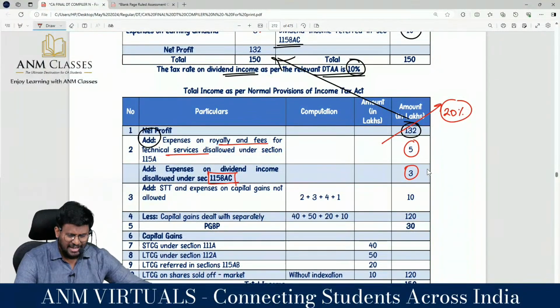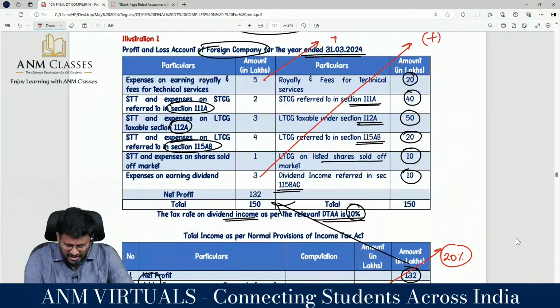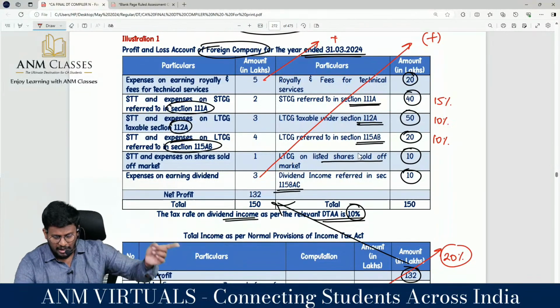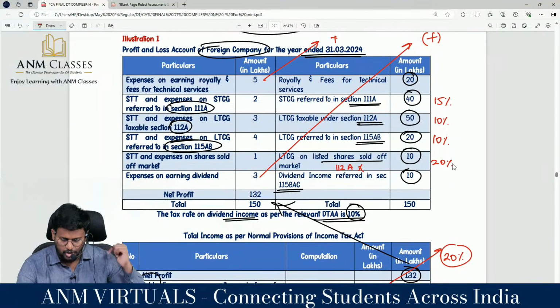Coming to the next one. STT, security transaction tax, and expense on capital gain not allowed, because STT means here STCG referred under 111A, concessional tax rate of 15%. LTCG taxable under 112A, concessional tax rate of 10%. LTCG referred under 115AB, concessional tax rate of 10%. LTCG on listed shares sold off market, then 112A will not be applicable, taxable at 20%.